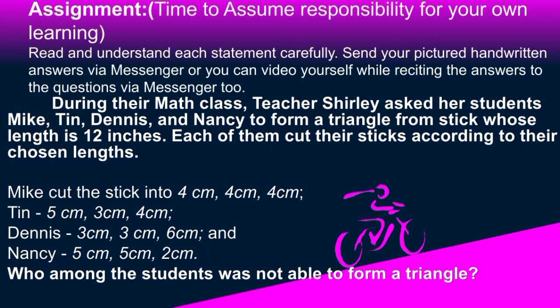Who among the students was not able to form a triangle?